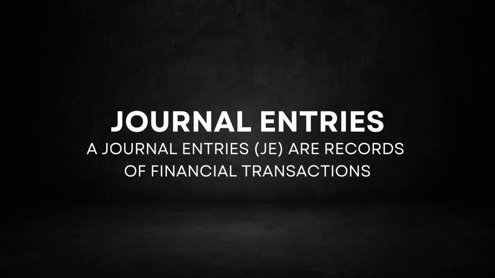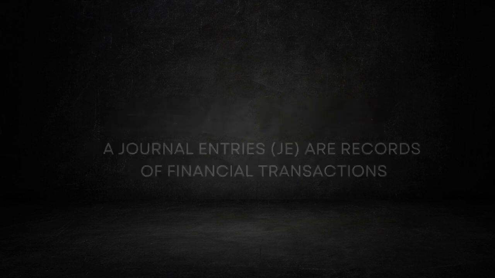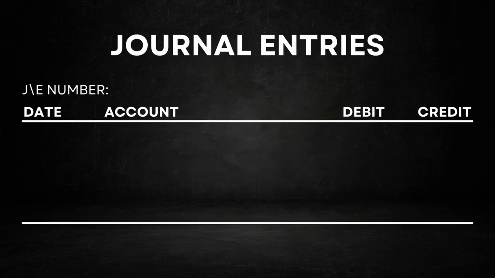Journal entries, often abbreviated as JEs, are records of financial transactions. They serve as a formal account of the transaction and provide detailed information about the accounts involved, the amounts debited and credited, and other relevant information. A journal entry consists of several components.